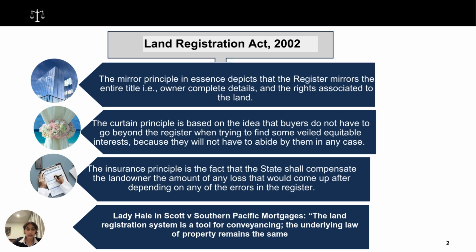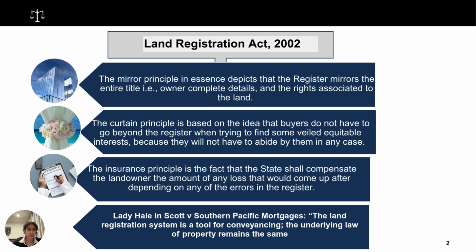Now, when looking at the LRA 2002, there are mainly three principles that entail and depict how land is treated: the mirror principle, the curtain principle, and the insurance principle. I will go into further depth of how these three principles interact and how the mirror principle has certain drawbacks. Now, before I go into that, I would like to give a brief summary of what land registration is and the different types of land regimes.